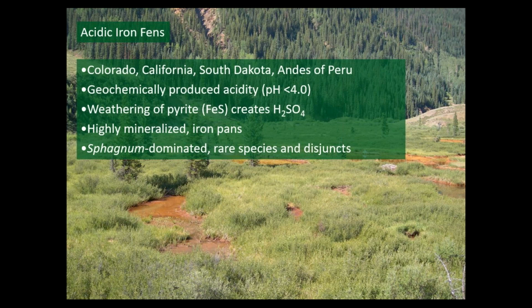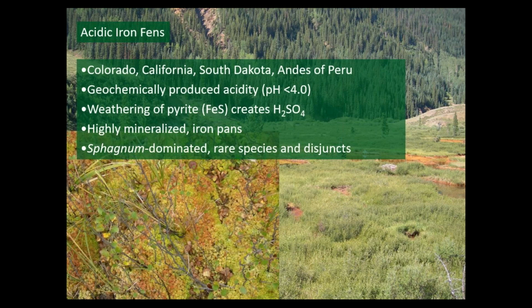Iron fens have highly acidic waters that are geochemically produced through the weathering of pyrite or iron sulfide, which creates acidity as low as even 3 or 4, pHs of 3 or 4. They also contain highly mineralized iron pans and are often sphagnum dominated and contain rare and disjunct species.